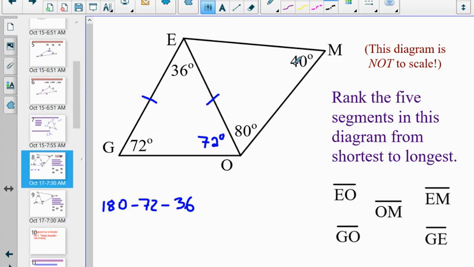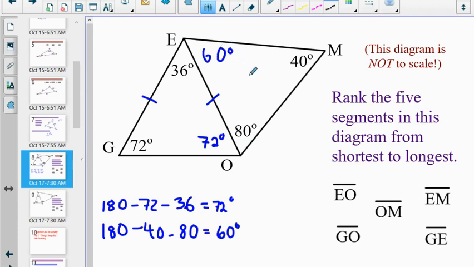And then in the other triangle, I've got 40 degrees and 80 degrees. So I'll do 180 minus 40 minus 80. And that gives me 60 degrees. I suppose I should probably write this one was equal to 72. So my missing angle here is 60 degrees. So I'm going to look at the 3 segments over here. I know that EG and EO are the same.